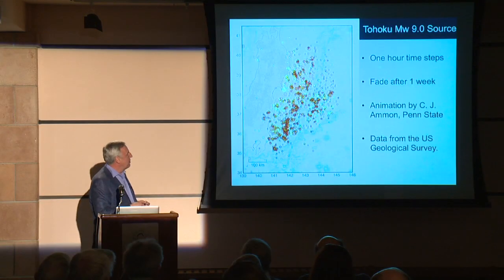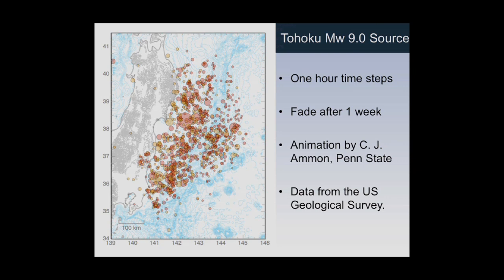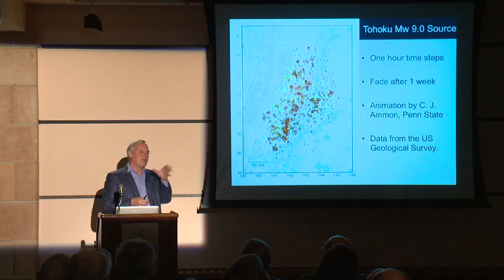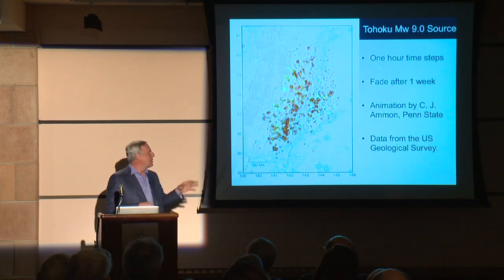So this is a distribution of the aftershocks for that whole sequence, again done by Chuck Ammon. I'm going to give you an animation, but this is the total number of aftershocks. You can get a sense of how fast things happen. In one sense they happen really quickly, in another sense they happen in bursts. They're just impulses happening all the time.